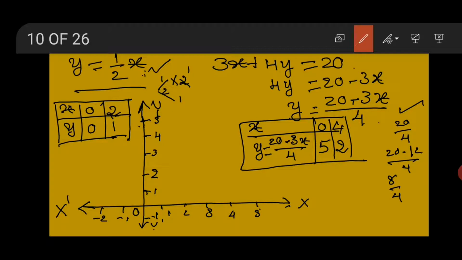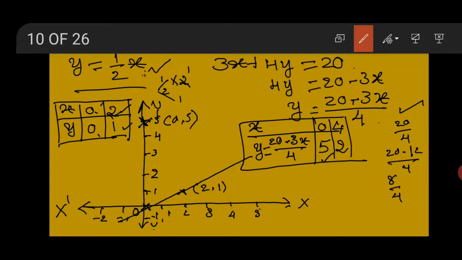Now read this value table. If x is equal to 0, then y is equal to 0. It is the origin. Then if the x value is 2, what is the value of y? y is 1. If x is equal to 2, the value of y is 1. So this point is (2, 1), and joining them using a scale, you will get a straight line in this way. And the next value table: if x is equal to 0, what is the value of y? y is 5. See, this point is (0, 5).